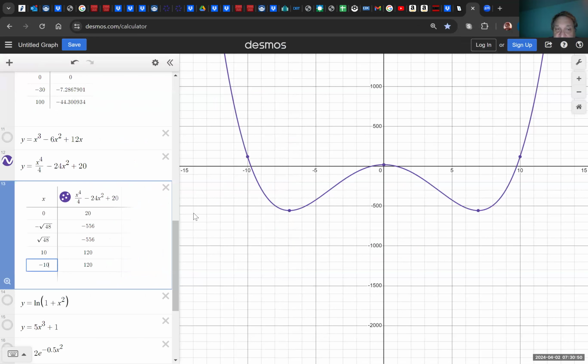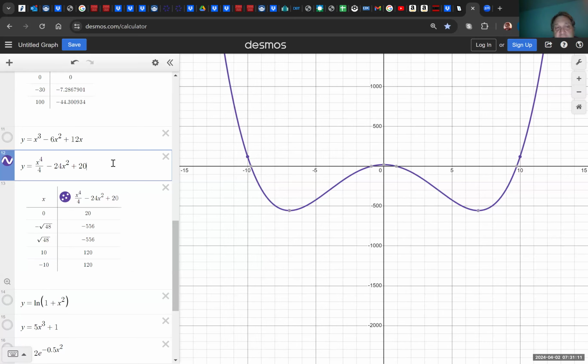We just have to look for the biggest y value, and the biggest y value is 120. So 120 is the absolute maximum y value, and negative 556 is the absolute minimum y value. Just because they occur twice doesn't mean anything. We're just looking for the biggest possible y value and the smallest possible y value.